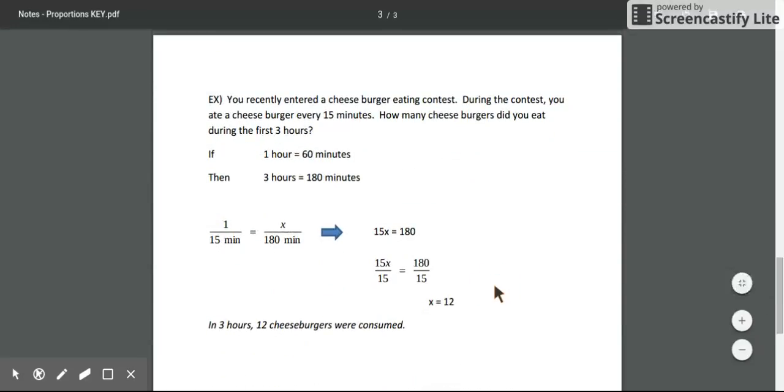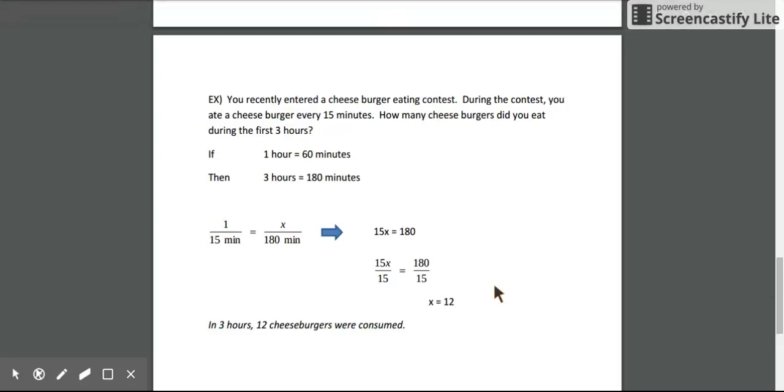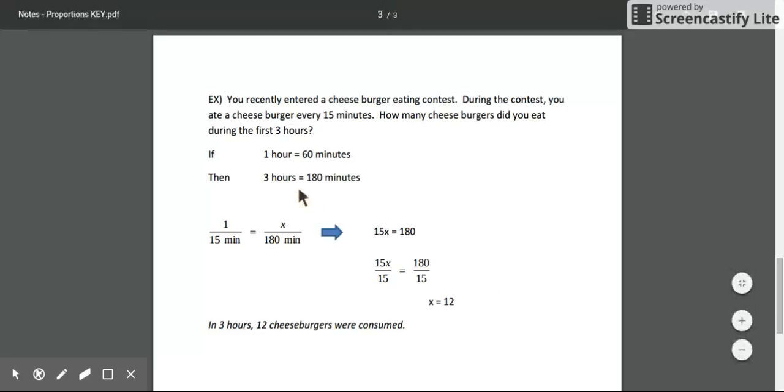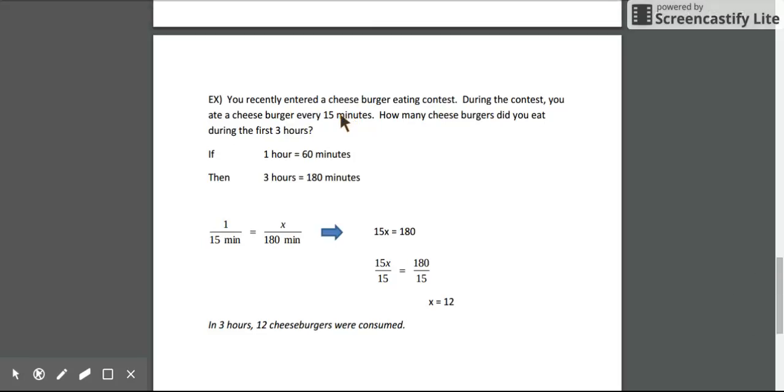One more example here. In this example, we just entered a cheeseburger eating contest. During this contest, we ate a cheeseburger every 15 minutes. And we want to find out how many cheeseburgers we ate in the first 3 hours of the contest. Well, let's make sure and use units that are the same. So if we're talking about minutes and hours, let's make sure we convert them both to the same units. It doesn't matter which. I'm going to choose to convert them to minutes.